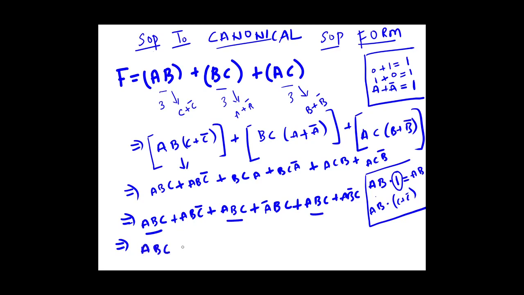That is ABC. Next, I'll write A, B, C bar. Just check, do I have it anywhere else? No, so I'll write it only one time. That is A, B, C bar. Then I have A bar, B, C. I don't have it anywhere else, so it is only once. Next, plus I have A, B bar, C. So this is my canonical SOP form from this expression. So this is equal to F.